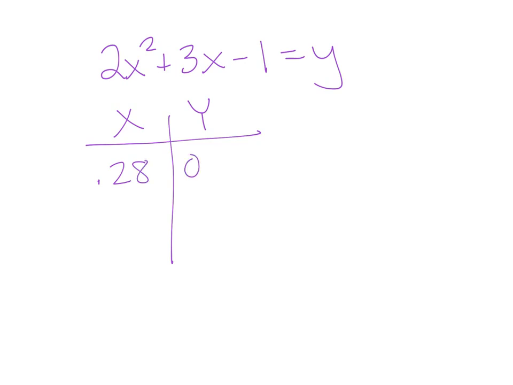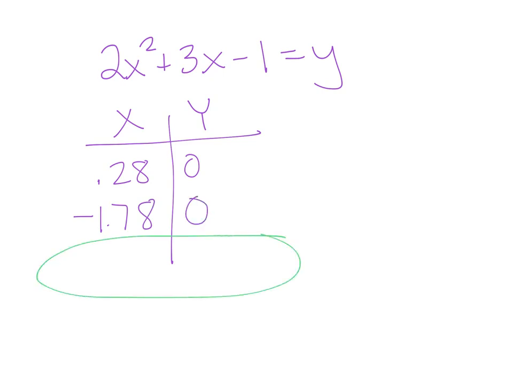0.280, negative 1.78, and 0, and I want you to fill in the vertex. You don't even have to graph it, but I want you to fill in the vertex and see how you do.